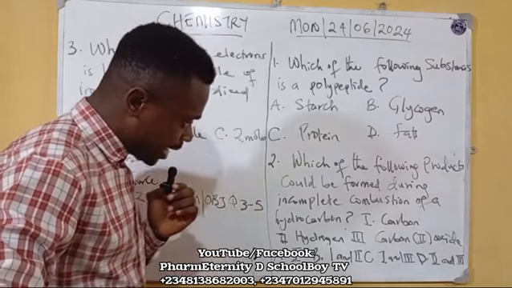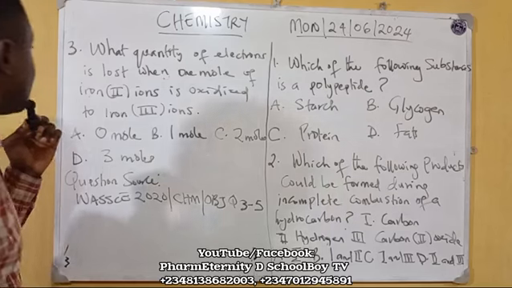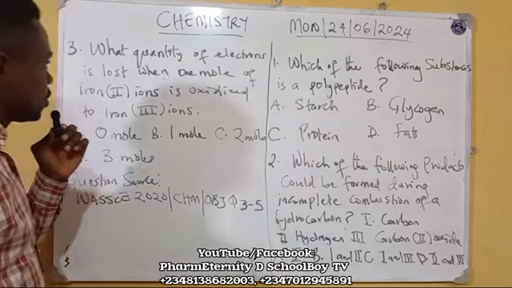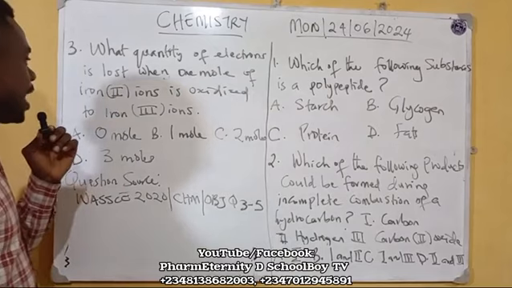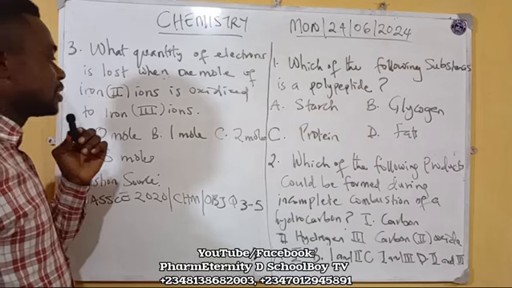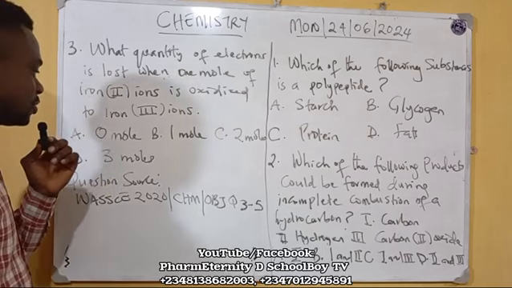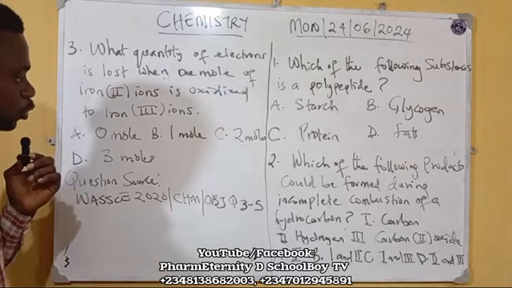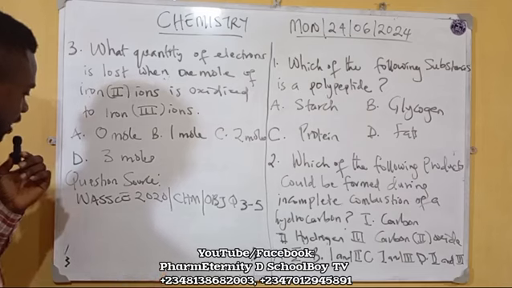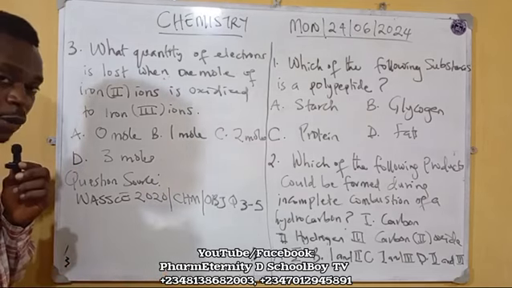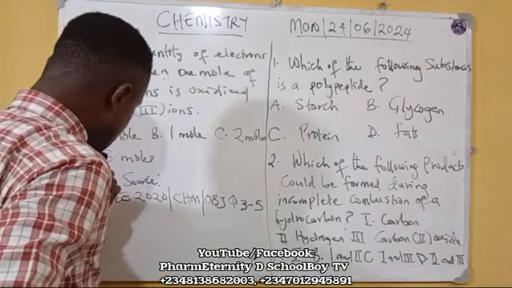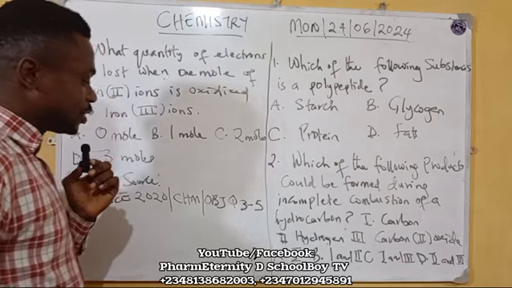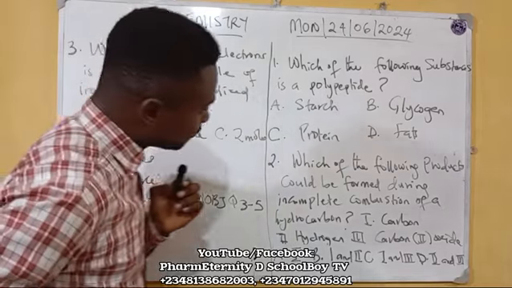Number three says, what quantity of electrons is lost when 1 mole of iron 2 ions is oxidized to iron 3 ions? Option A, 0 mole, B, 1 mole, C, 2 moles, D, 3 moles. The question source is WASC 2020 Chemistry, Objective Questions 3 to 5.